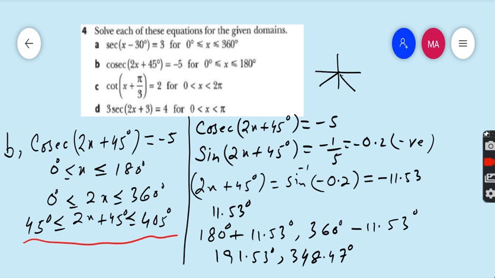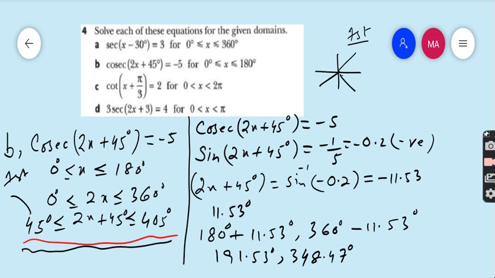But the question is, we need to find all the angles from 45 to 405. 45 means first quadrant. In the first quadrant sign is positive, but we need the value to be negative. In the second quadrant the value is positive, so the first value arises in the third quadrant, that is 191.53, and the second value in the fourth quadrant, that is 348.47. And 405 is present in the first quadrant, but in the first quadrant sign is positive.